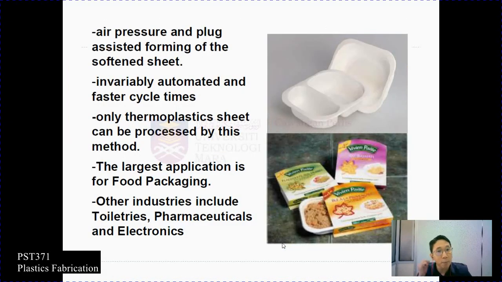Okay, air pressure and plug assist forming of the softened sheets, invariably automated, with faster cycle times. Only thermoplastic sheet can be processed by this method. The largest application is for food packaging, of course. For thermoforming, usually I would say almost 70 to 80% of the thermoforming industry is used for food packaging. Other industries include toiletries, pharmaceuticals, and electronics.